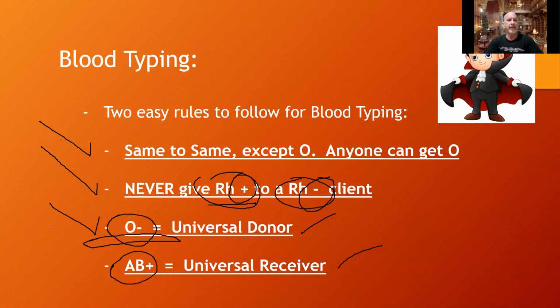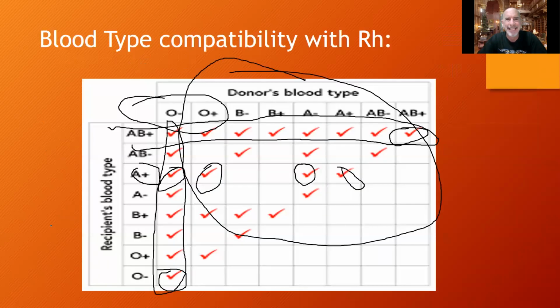Does anybody have any question on blood typing? Basically, what it boils down to is if you get confused, look at the chart. But nowadays, there's enough blood out there that the blood bank will send either O negative or an exact match for the patient.